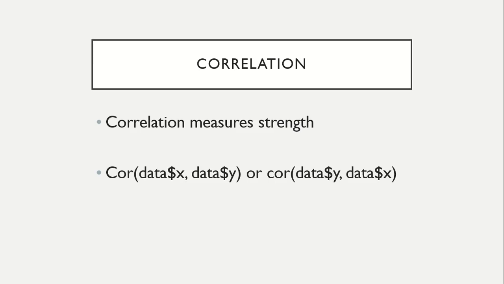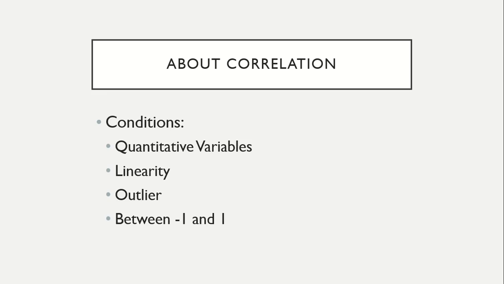There are two ways to find the correlation in R. You can do cor(data$X, data$Y), or the converse. The reason why is because correlation in R is a symmetrical property, so you can find it both ways.